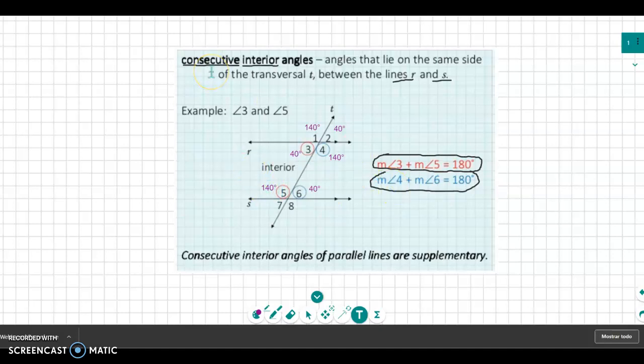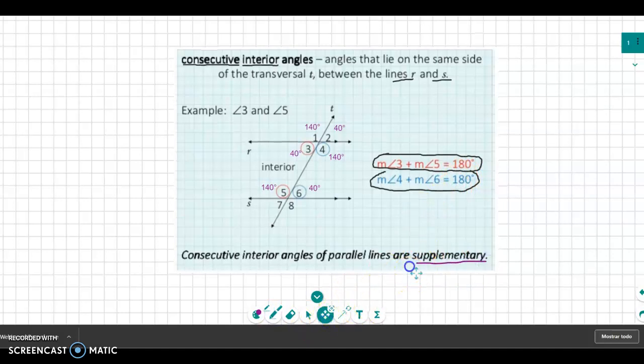So consecutive interior angles are angle 3 and angle 5. They are inside the parallel lines, but on the same side of the transversal. Angle 3 and angle 5 are to the left of the transversal, and angle 4 and angle 6 are to the right of the transversal line. So angle 4 plus angle 6 will be 180, and angle 3 plus angle 5 will be 180. They are supplementary because they add up to 180 degrees.